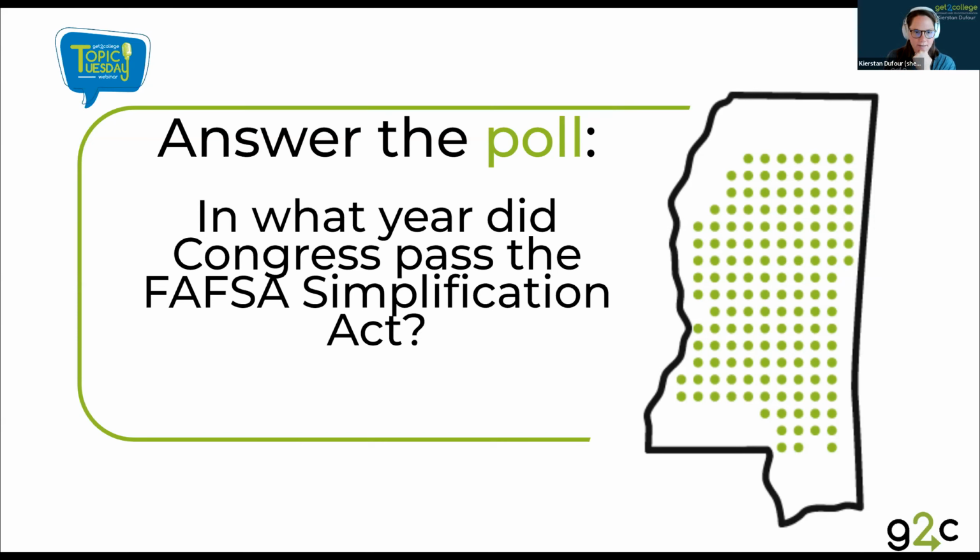Okay, let us see. All right, so we have pretty even across 19, 20, and 21. The answer is actually 19. So the 8 of you that, oh, sorry, you're right. The answer is 20. So the 6 of you that said 2020, that is the correct answer. So that's when the FAFSA Simplification Act was passed by Congress.